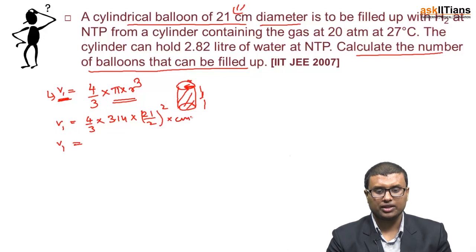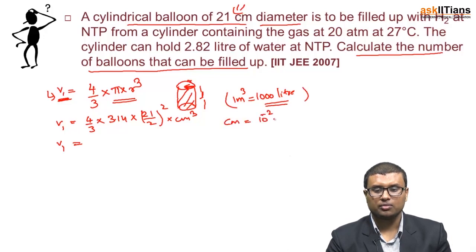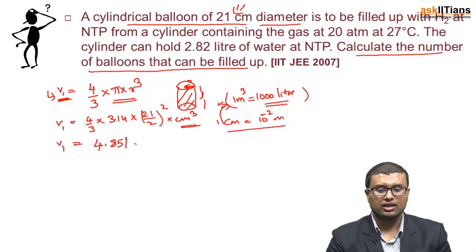If you calculate this, you will get the volume in terms of centimeter cube, and you can convert it into liters because 1 meter cube is equal to 1000 liters. 1 centimeter is nothing but 10 power minus 2 meter. So first convert centimeter into meter, and meter cube into liters. The volume of a balloon turns out to be 4.851 liters.